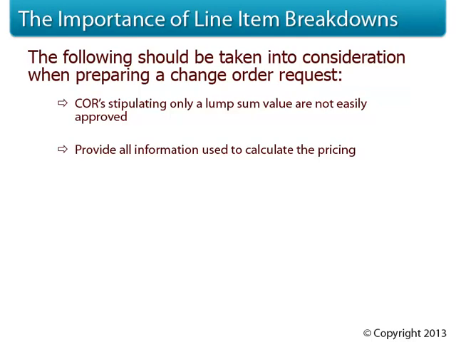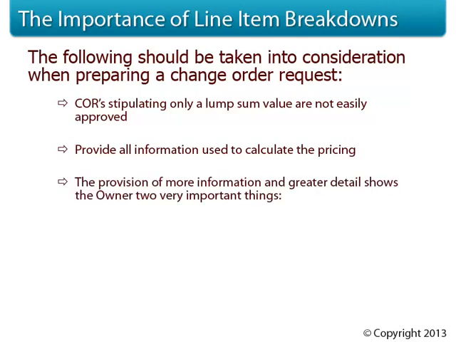Now, this sounds like more detail than the owner might need, and you're right, it might be more than they need. But that's okay, it's actually a really good thing. The provision of more information and greater detail shows the owner two very important things. First, it shows the owner that that subcontractor has absolutely nothing to hide. When a subcontractor essentially opens their books to the GC, owner, and construction manager, it shows honesty. When we open our books for everyone to see, we can't possibly be hiding anything.